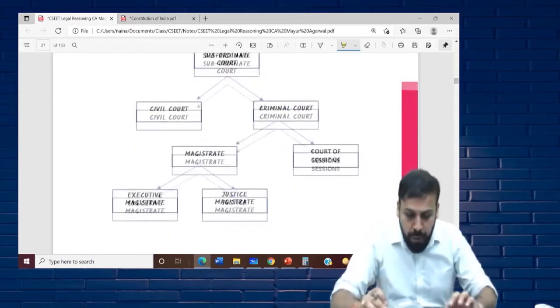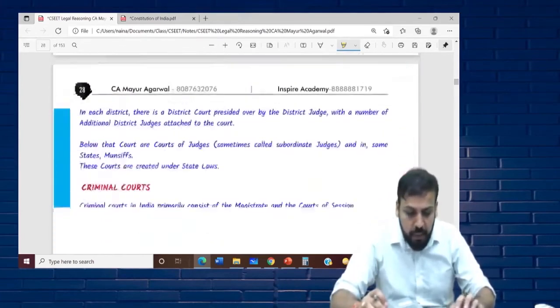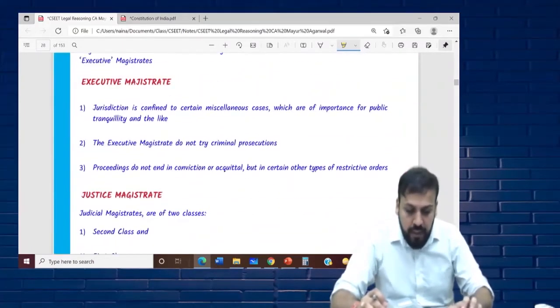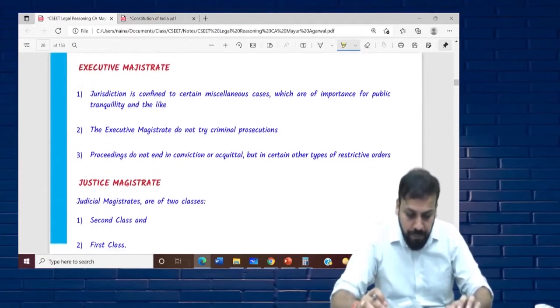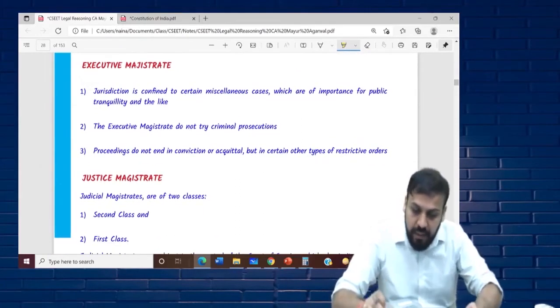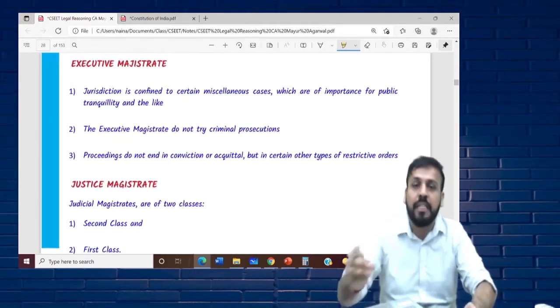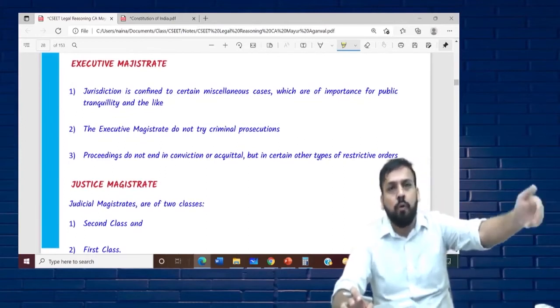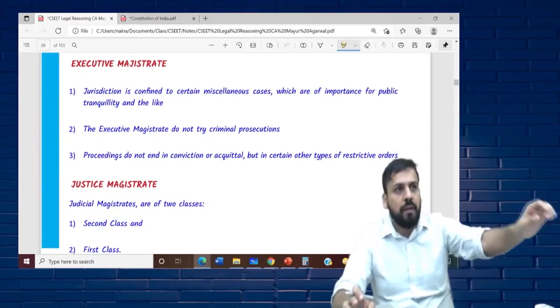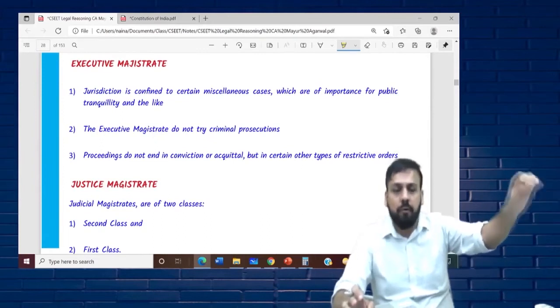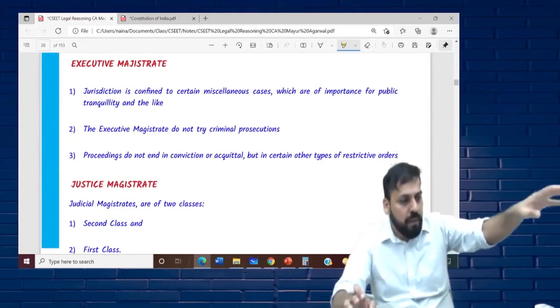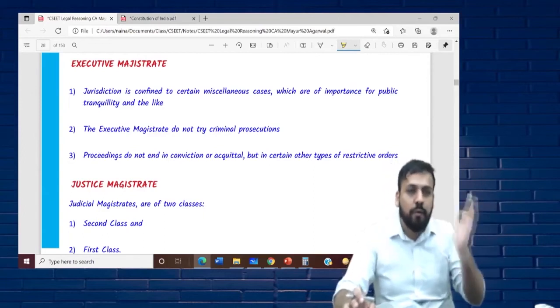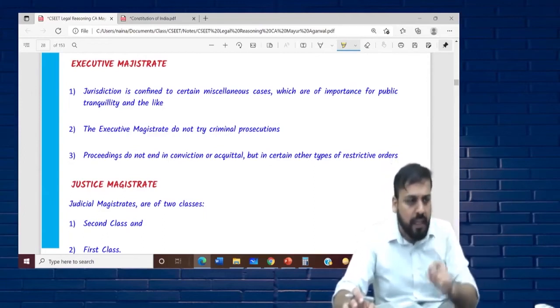See, what do you mean by executive magistrate and judicial magistrate? I'll explain. Executive magistrate means the magistrate for immediate public order. Like someone wants to hold a morcha, and someone believes that it will lead to riots. They want to stop the morcha, the peace march or whatever it may be. So they will go to the executive magistrate and immediately pass the order.